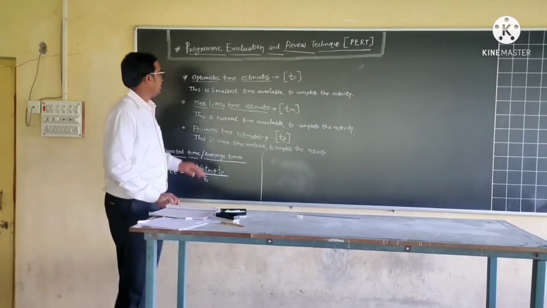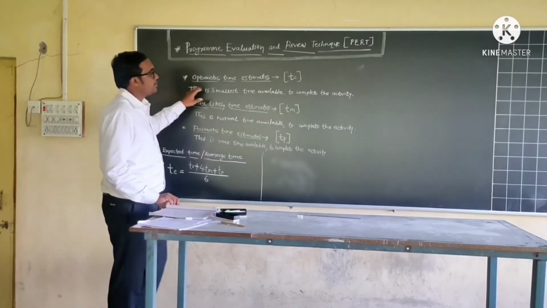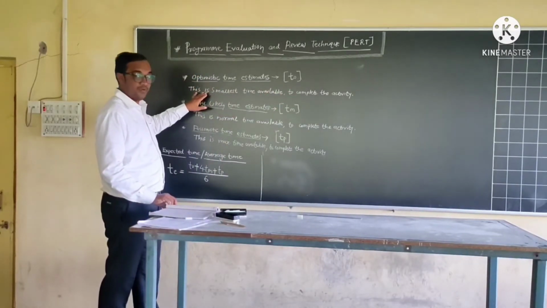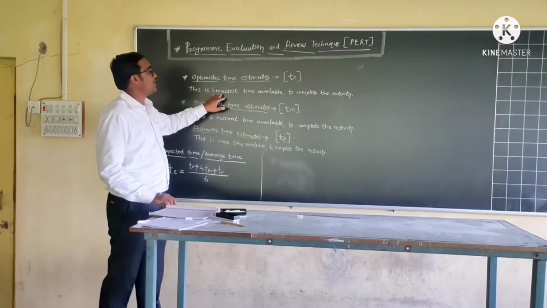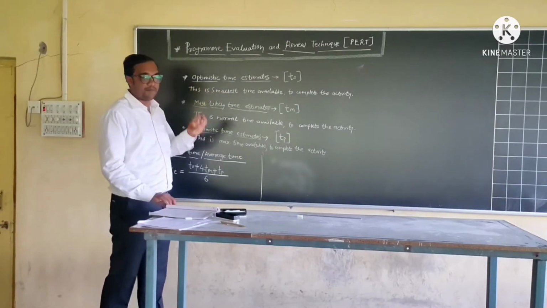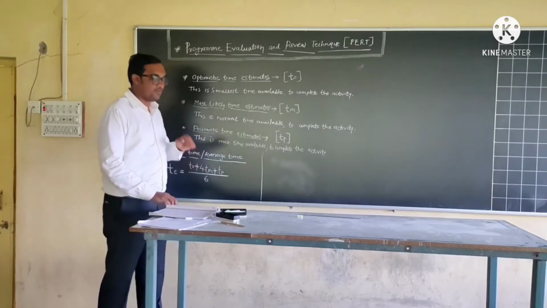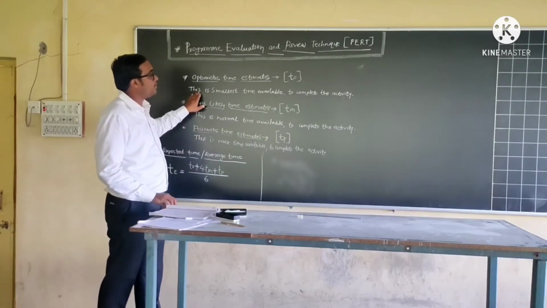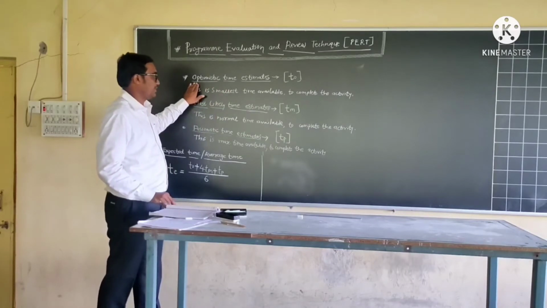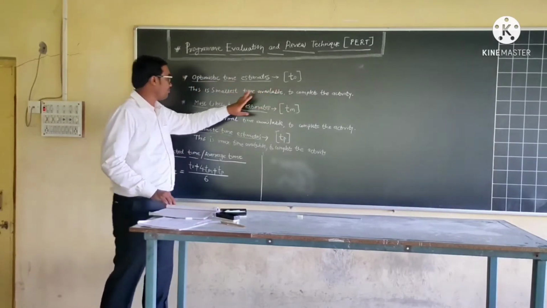So starting with optimistic time estimate, denoted by TO. What is the definition of this? This is the smallest time available to complete the activity. As its name suggests, optimistic means minimum. Smallest time available to complete the activity. This time estimate is called the optimistic time estimate and it is denoted by TO.